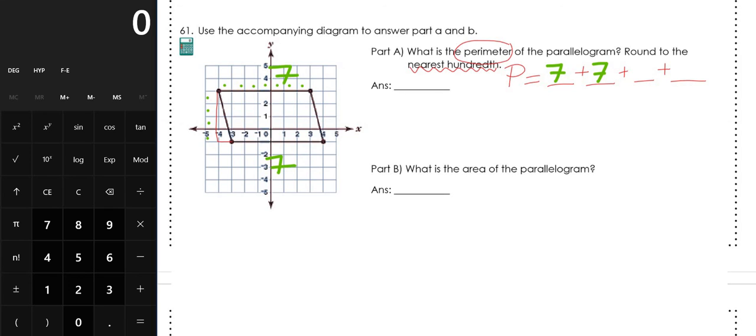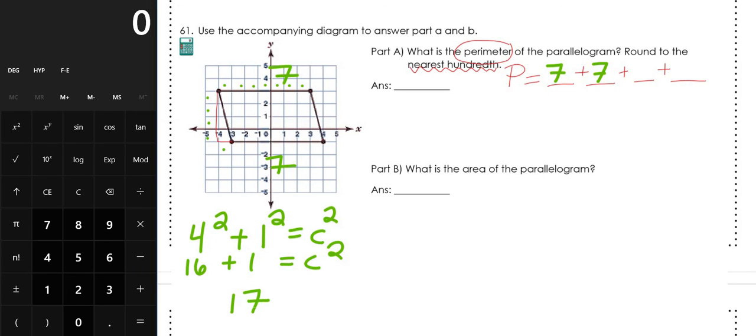But here we have 4 squared plus horizontally, it's just one box. So 1 squared equals the c squared. 4 squared is 16 plus 1. 16 plus 1 is 17. We square root that at the end in order to get c. So I have square root of 17 for one side on the left, and the right's going to be the same thing because it's a parallelogram, and opposite sides are always congruent.